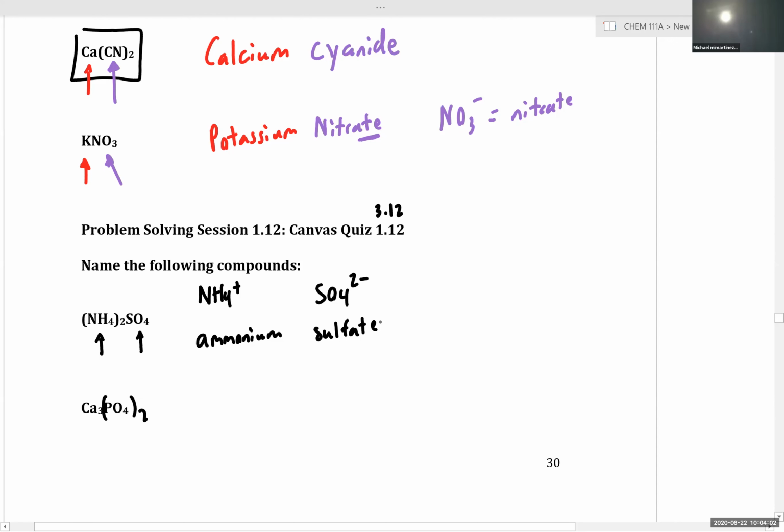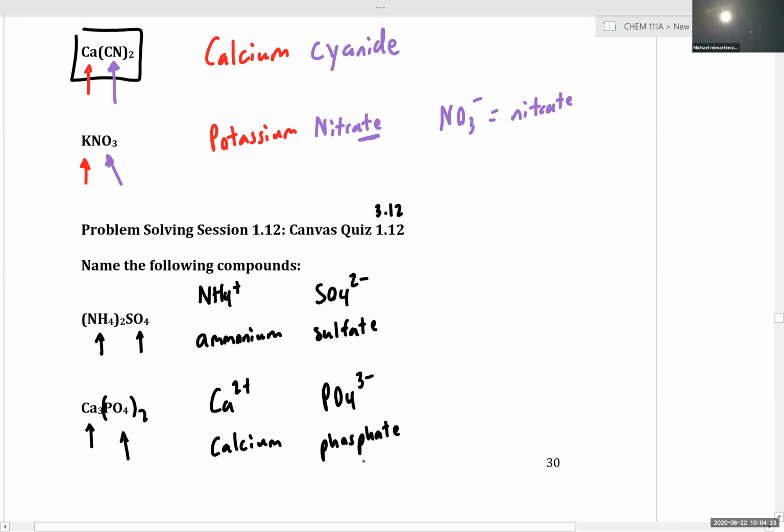Okay, let's look at this next example. In this case, we have a main group metal cation, calcium 2 plus. So we just call this calcium. And then we have a polyatomic anion, which is PO4 3 minus, that we call phosphate. So the second compound would be named calcium phosphate.